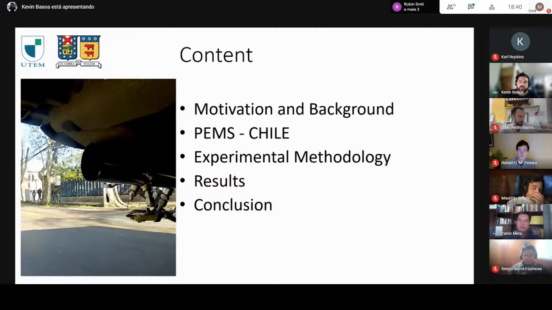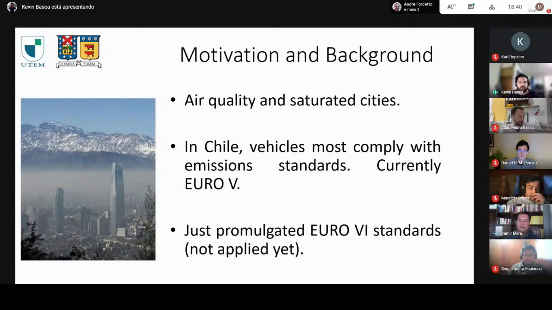Well, as some motivation, we have in Chile, and also in a lot of countries, problems in air quality. In Chile particularly, we have a lot of cities saturated with particulate matter, mainly in the south of Chile, with combustion in residential houses, but also in the cities the transport sector is an important contribution to that.